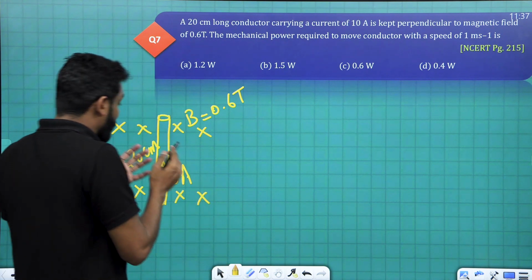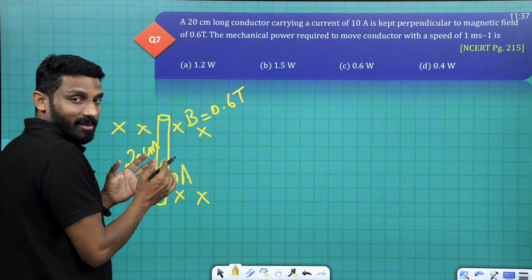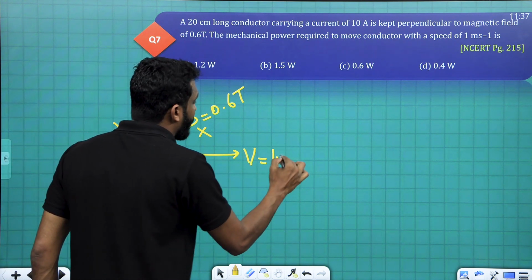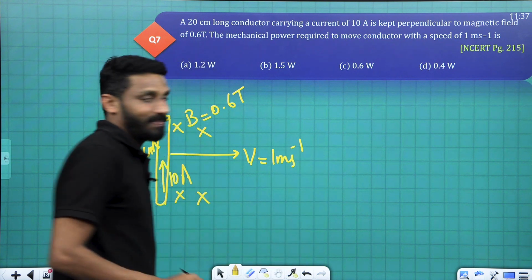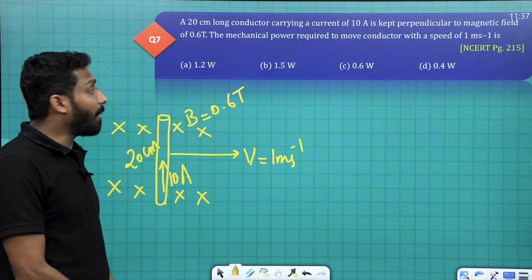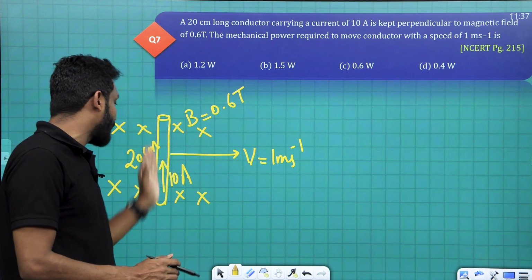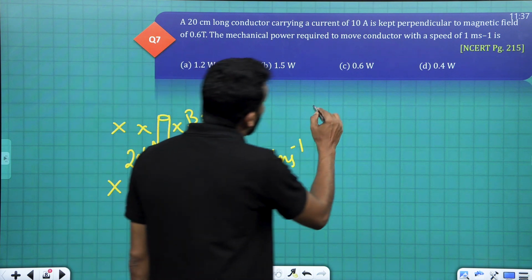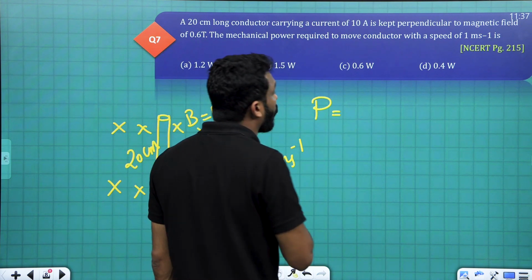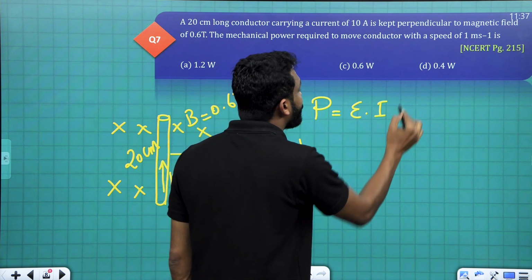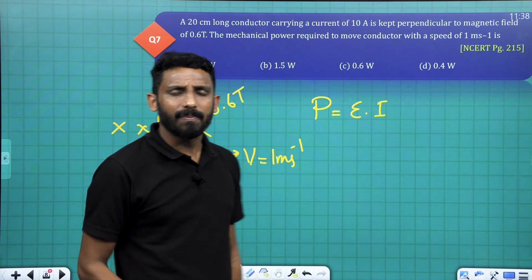Suppose it is moving in this direction with a velocity of 1 meter per second. Then an EMF will be induced across its ends. Clear? Then we have the equation of power is equal to voltage into current. There is a formula.